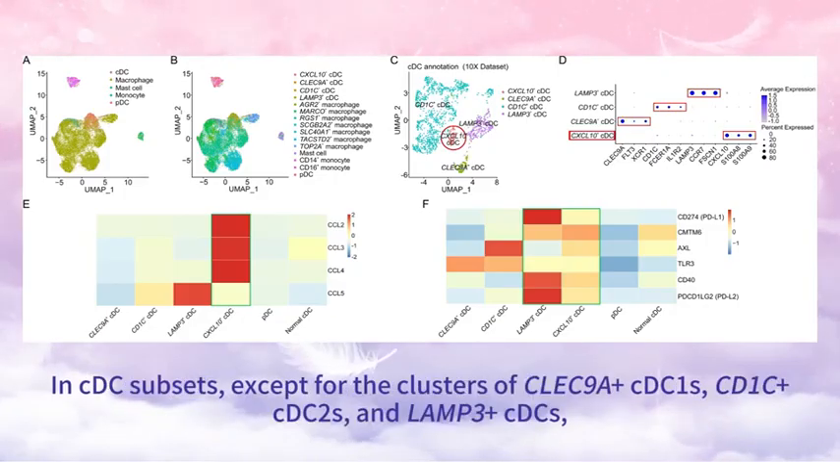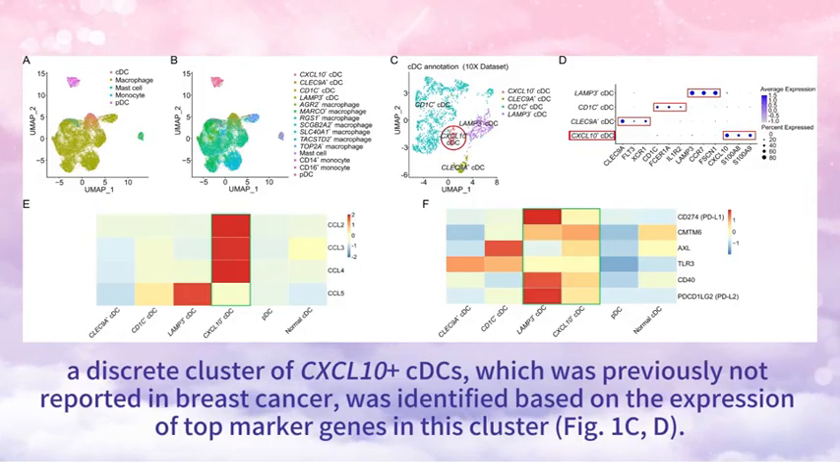In cDC subsets, except for the clusters of CLEC9A plus cDC1s, CD1C plus cDC2s, and LAMP3 plus cDCs, a discrete cluster of CXCL10 plus cDCs, which was previously not reported in breast cancer, was identified based on the expression of top marker genes in this cluster.